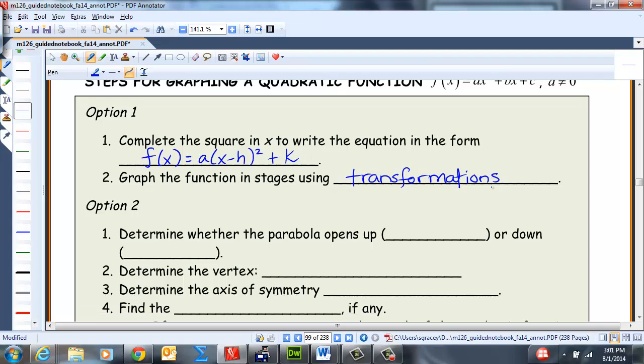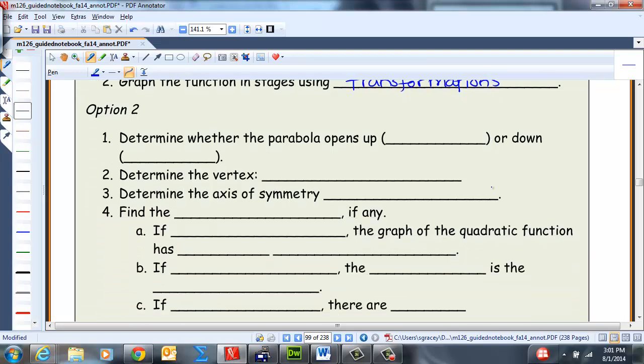So the second option is determine whether the parabola opens up, so a would be greater than 0, or down, a would be less than 0. And then determine the vertex by finding negative b over 2a and evaluating the function at negative b over 2a. Determine the axis of symmetry, which is x equals negative b over 2a.